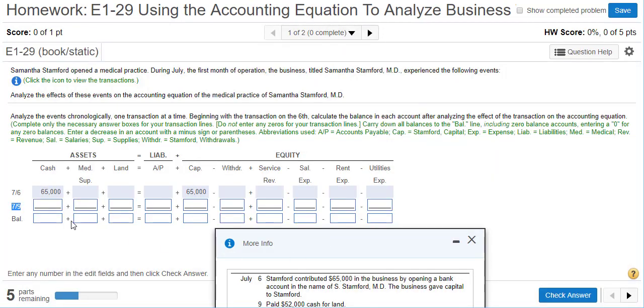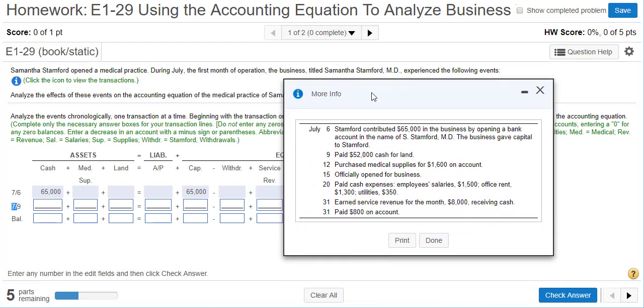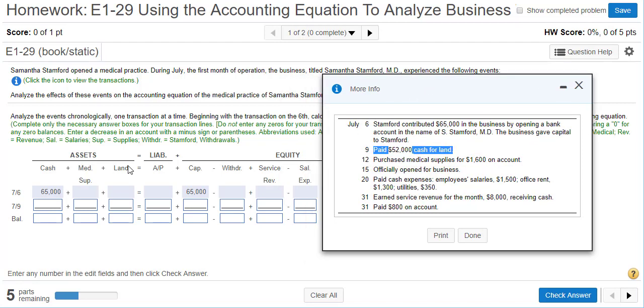So let's go to the next transaction. We are now on 7/9. Let's see what happened on 7/9. Paid $52,000 cash for land. When they say paid, that means the company paid. So if the company is paying cash for land, what are the two accounts that are affected? Obviously, cash and land. Now let's figure out which direction these accounts are going.